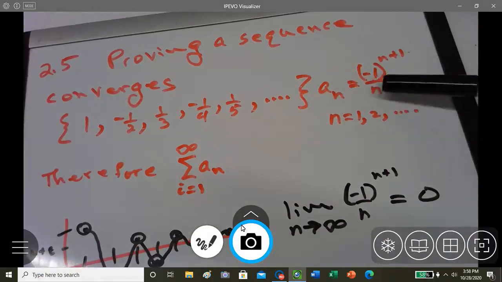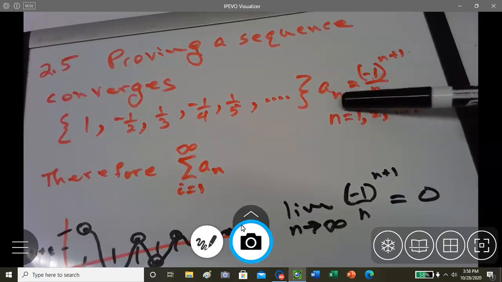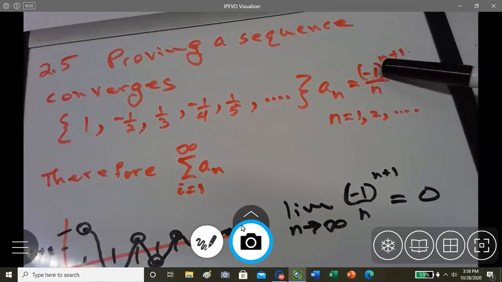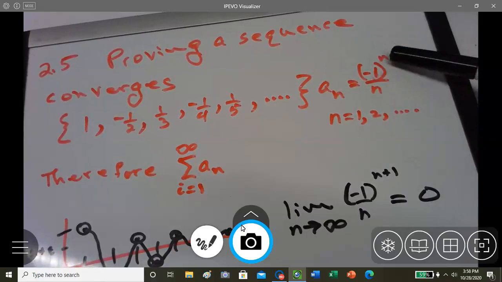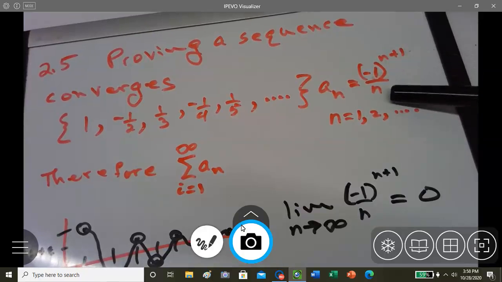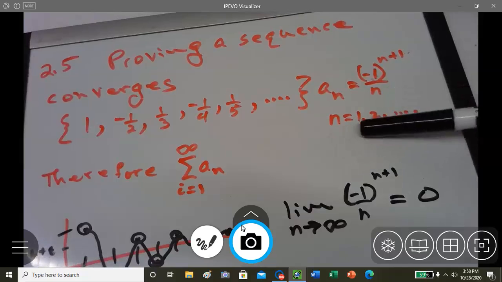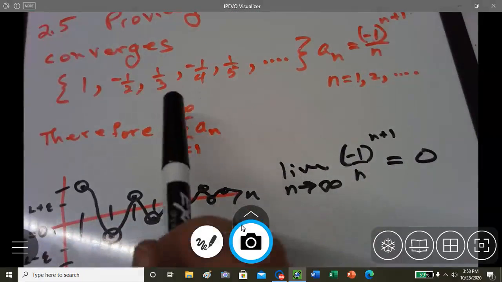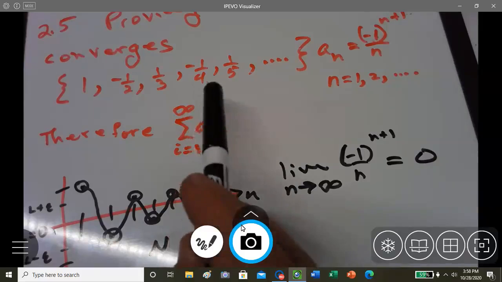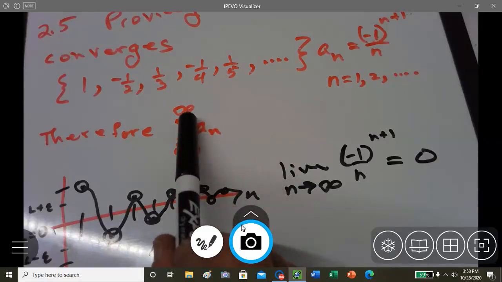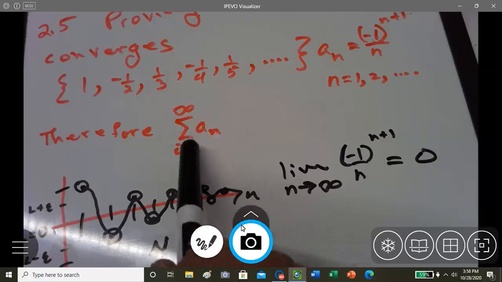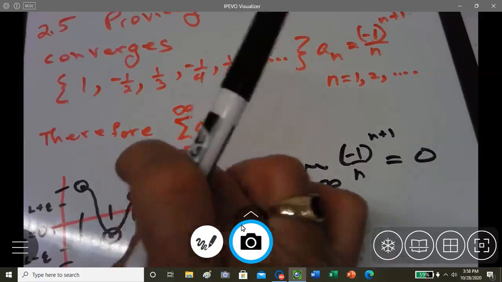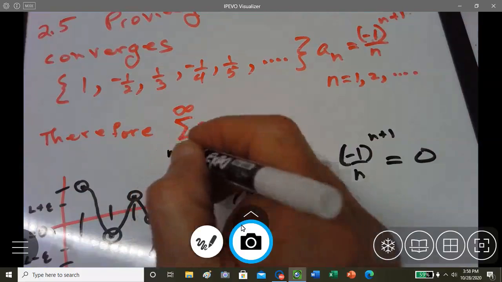So the equation for this sequence, a sub n, is a quantity of -1 with n plus 1 as an exponent over n in the denominator, where n is 1, 2, and it goes on. So we can say that this is going to be the sum of a sub n, where n equals 1 to infinity.